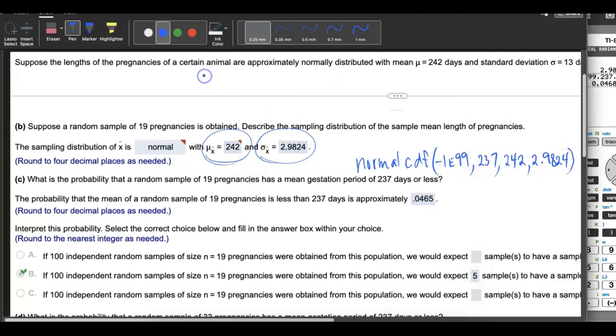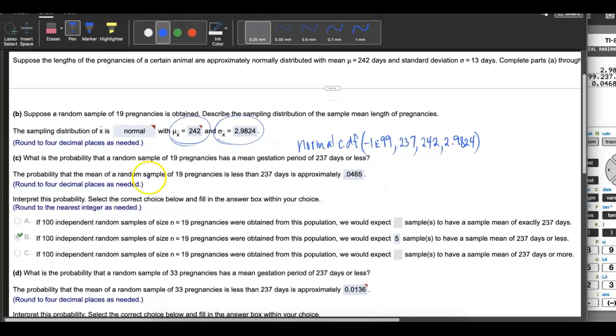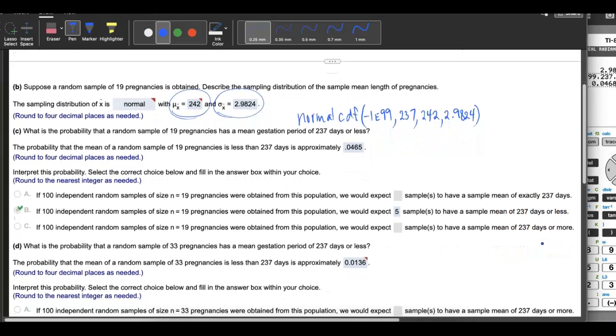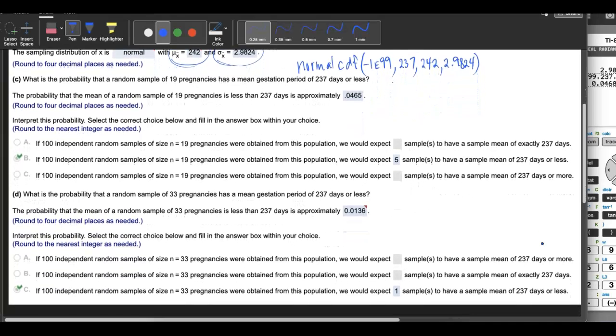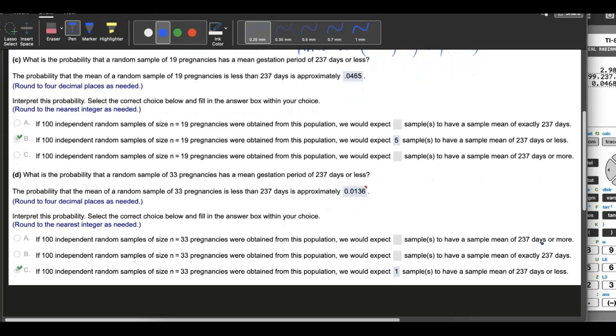Okay, what's up next is we have interpret this probability. So the best choice here is that if 100 independent random samples of size 19 pregnancies were obtained from this population, we would expect this value times 100, which is approximately 5 samples, to have a sample mean of 237 days or less. And through all of these parts, you're asked to pick the best way to interpret the probability. So you're going to do something similar each time there. So let's go through at least one more of these.